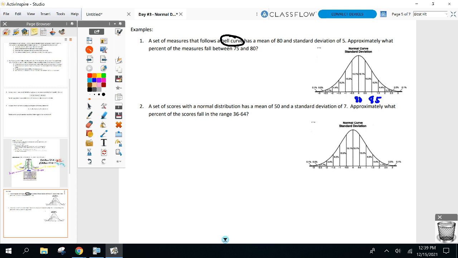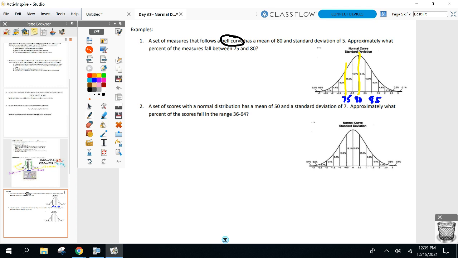Now I know it's not part of the problem. I'm just showing you how to get there. How do I do 1 below? Subtract it. So what should be at -1? 75. And there's no need for me to go on further because what did the problem ask? 75 to 80. So now I look at the percents from 75 to 80. And that'll be the percent of people who scored between there.